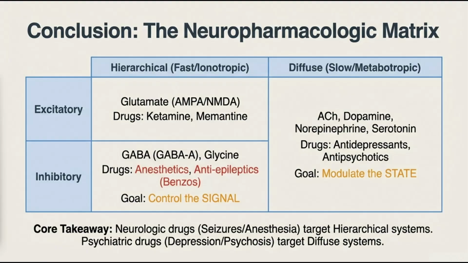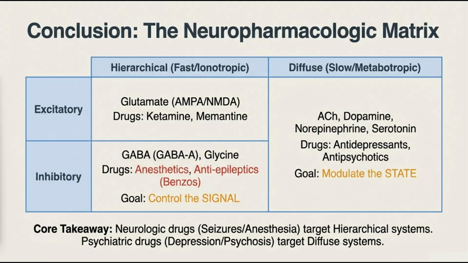To recap, we traced the entire life cycle of a neurotransmitter from synthesis to termination. We saw the crucial distinction between the fast, point-to-point hierarchical systems of glutamate and GABA, and the slow, modulating, sprinkler-like diffuse systems of the monoamines. And we connected all of these basic science mechanisms to the drugs we use every single day in the clinic.